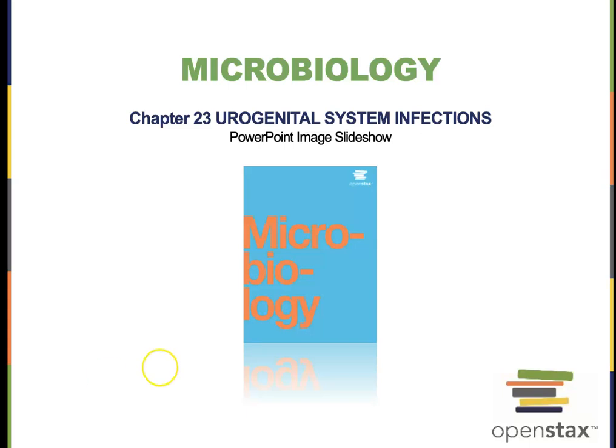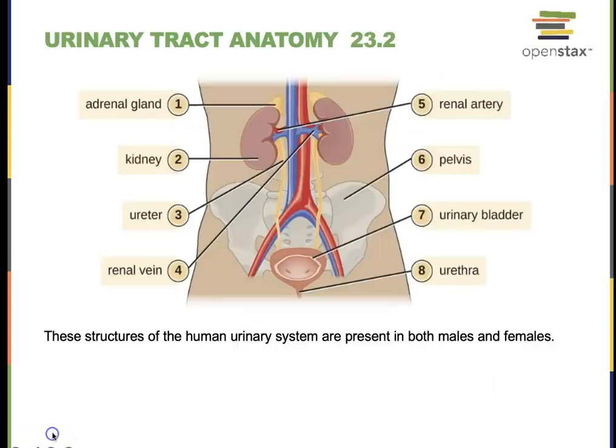Chapter 23, Urogenital System Infections. This is microbiology. We're starting off with a look at the anatomy of the urinary tract.